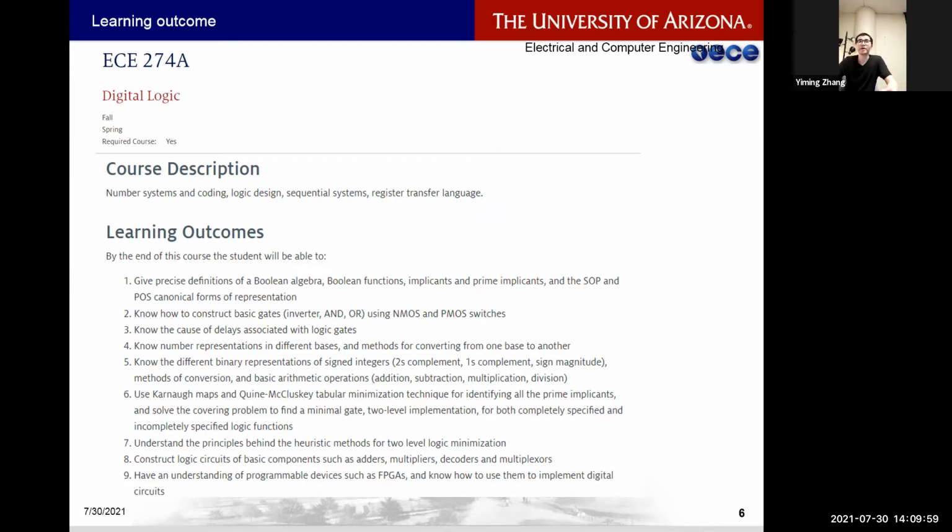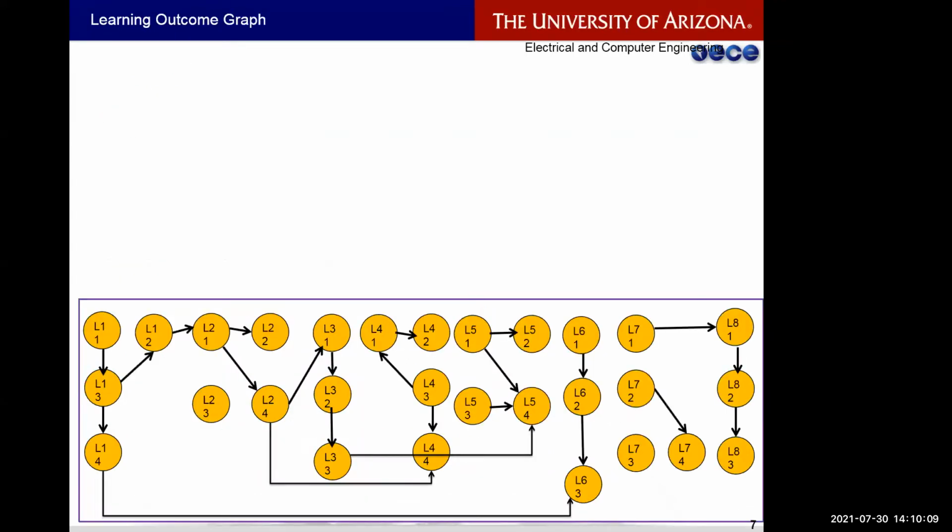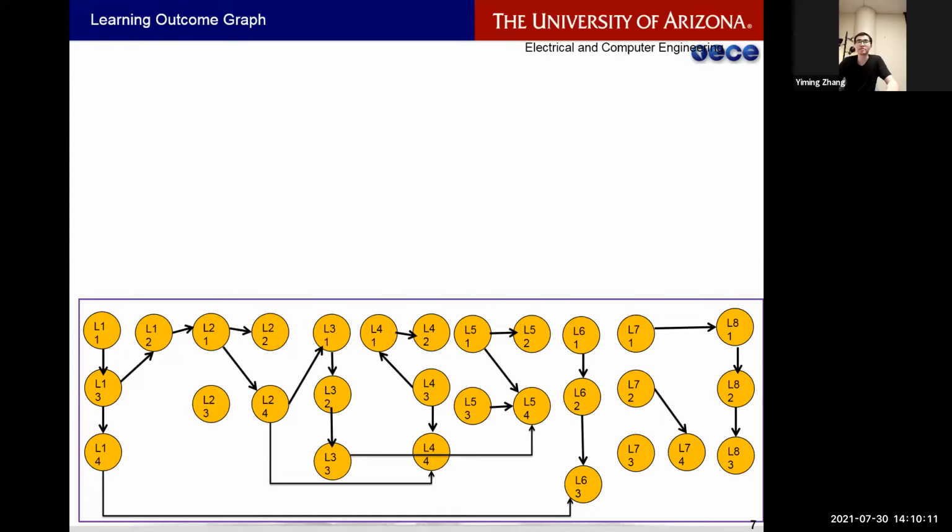So after we gather the information of learning outcomes like this for all the courses in a curriculum, we can put them together and create a learning outcome graph, which should look something like this. In this graph, each node means a learning outcome, and each edge means a prerequisite between pairs of learning outcomes. So far, I have talked about the learning outcome graph and the course graph.